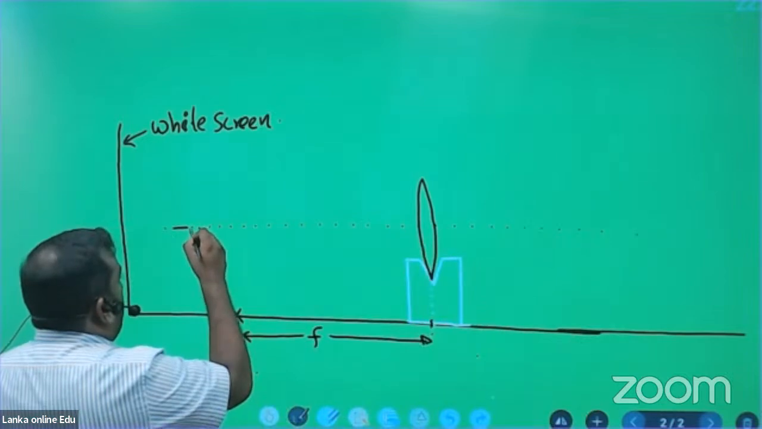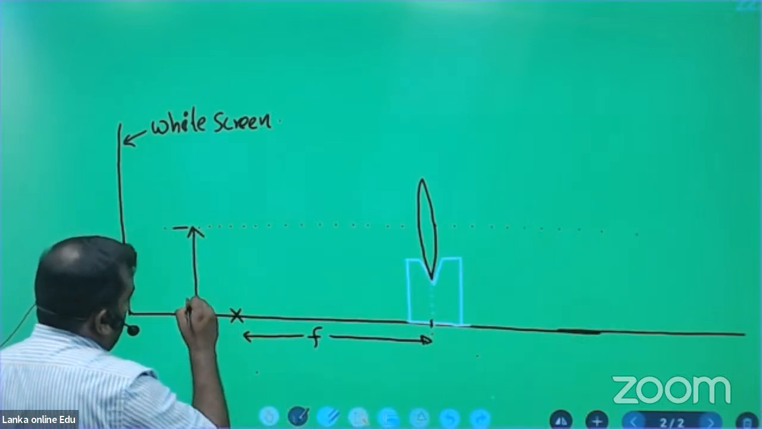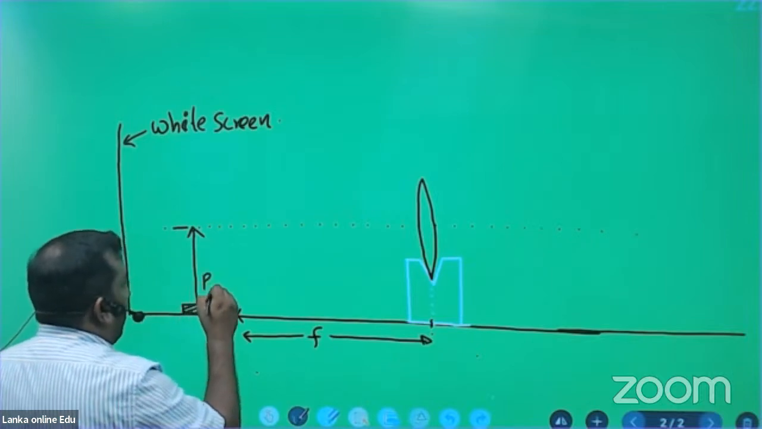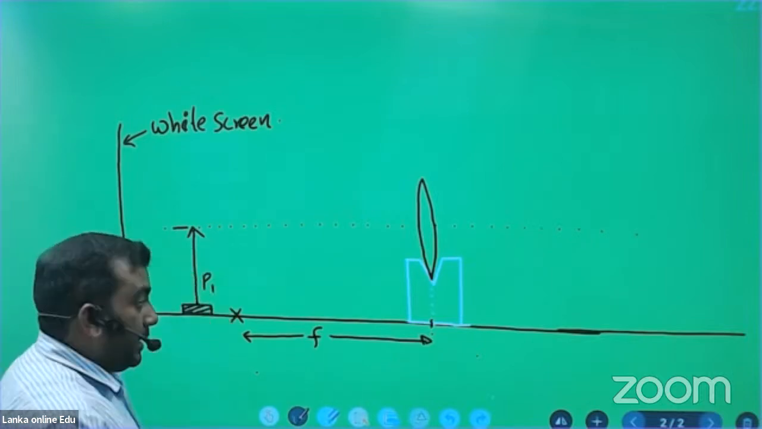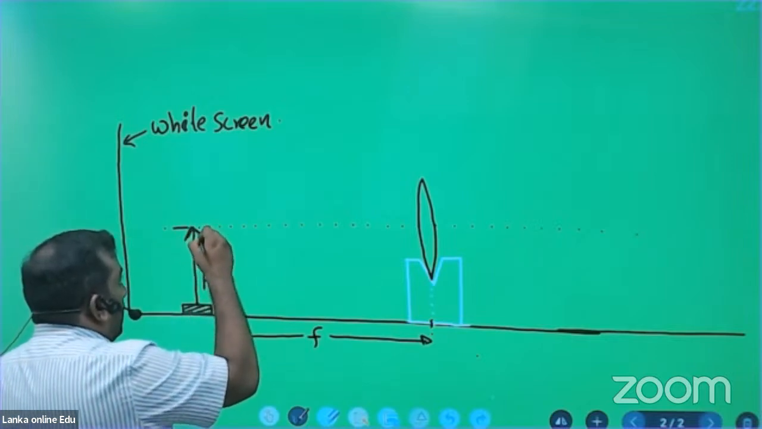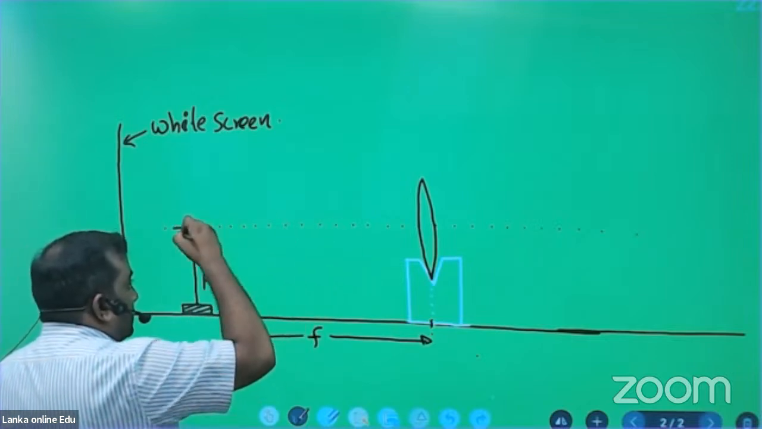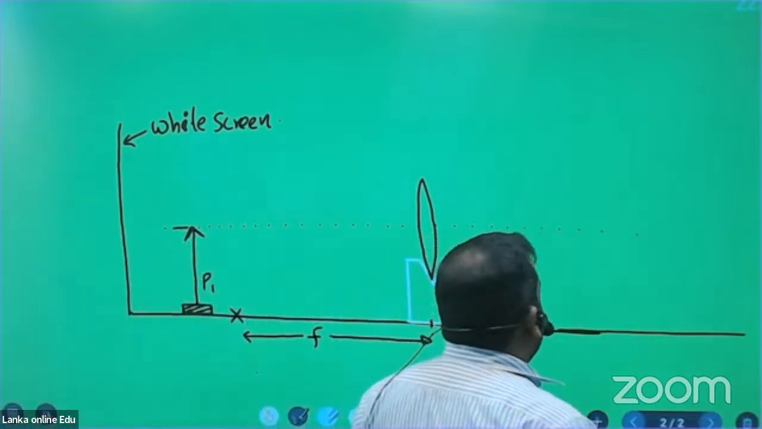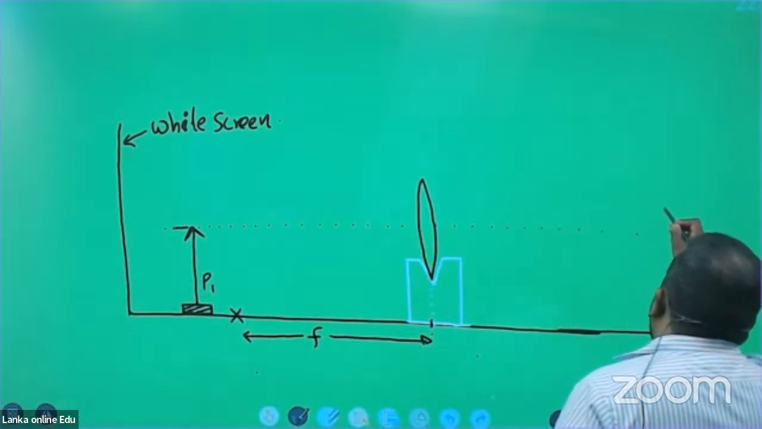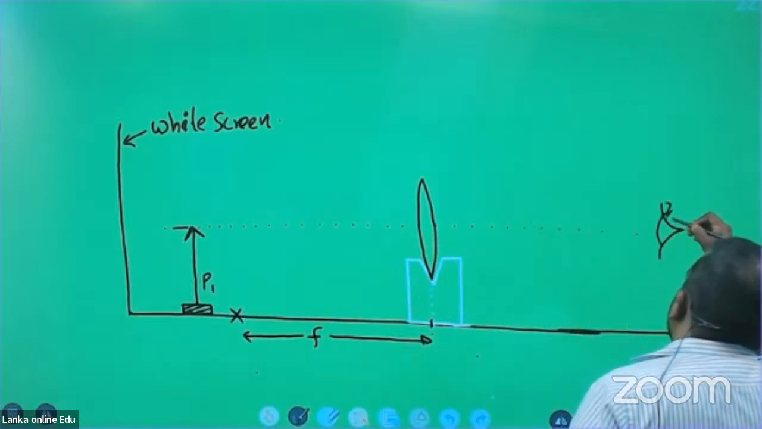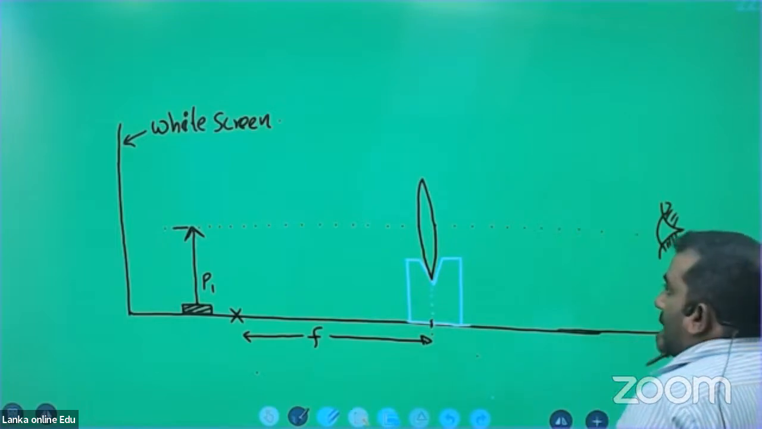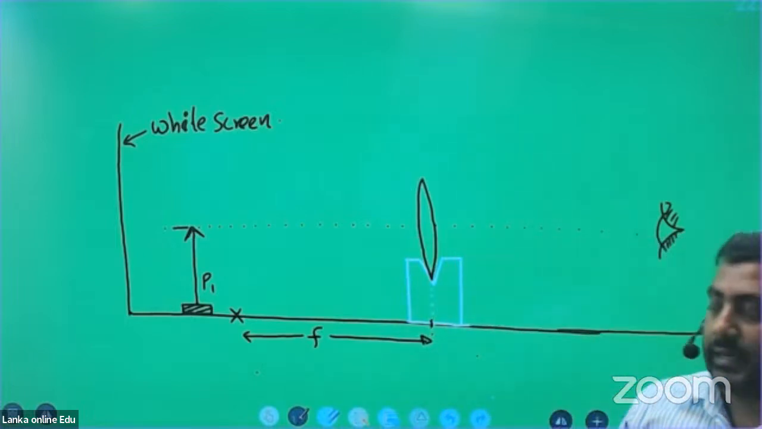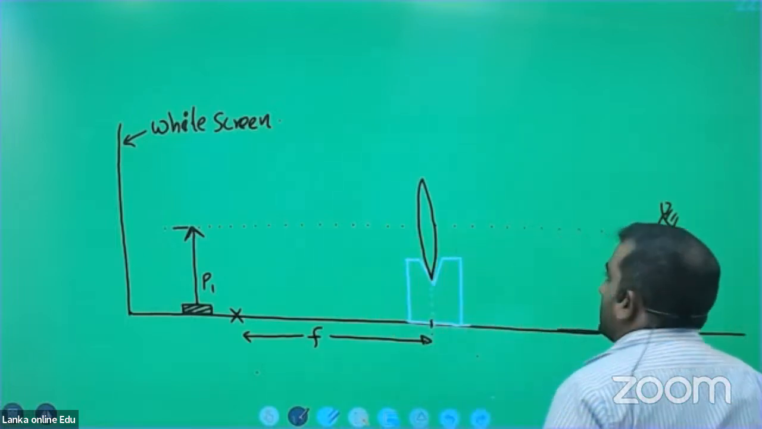You place the optical pin such that the tip of the optical pin, I'll name this optical pin P1, touches this axis, your principal axis. Once it touches the principal axis, I start to look at the image from this side. So now I'm looking at this image from this side, like this I'm looking.